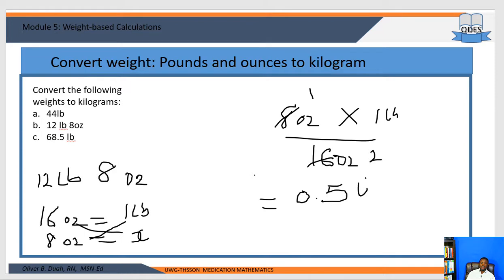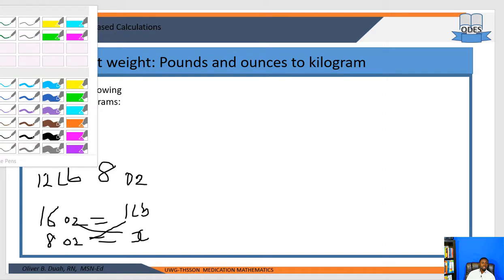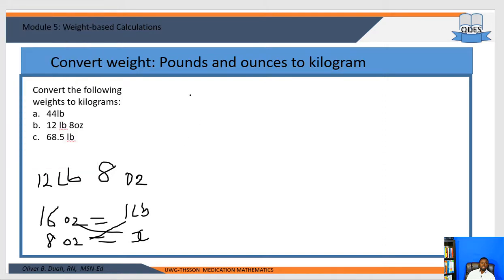So you have 0.5 pounds. Now that we know our pound equivalent for 8 ounces, what we will have to do is add that to our pounds. And so we are going to end up with 12.5 pounds.